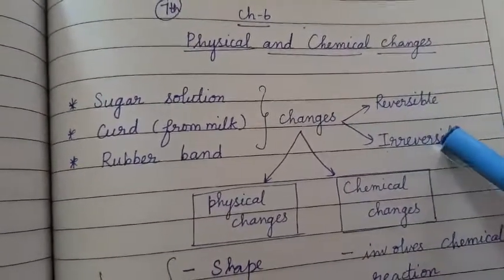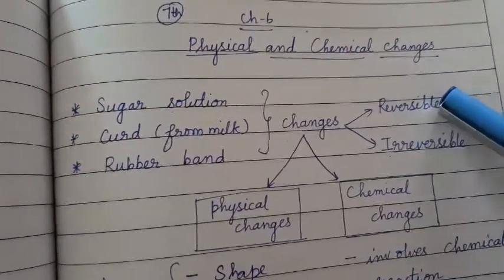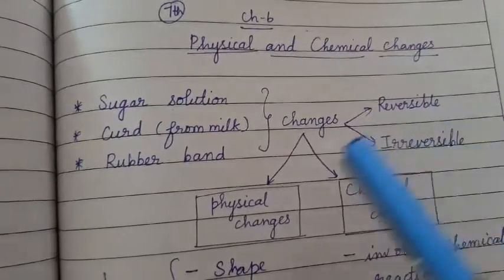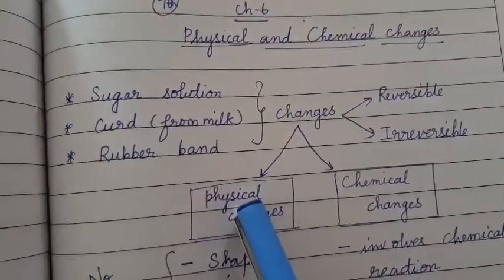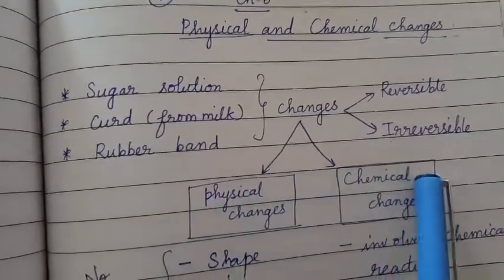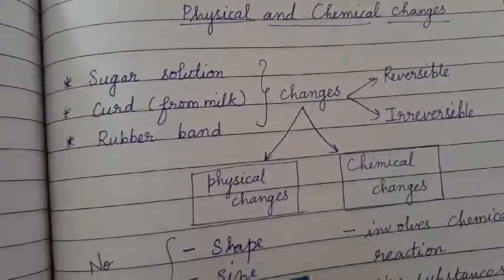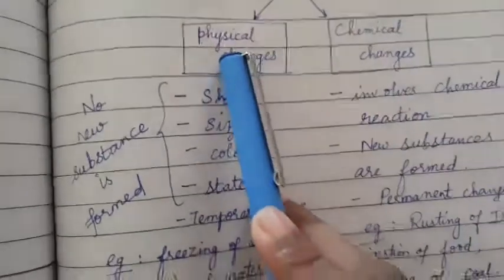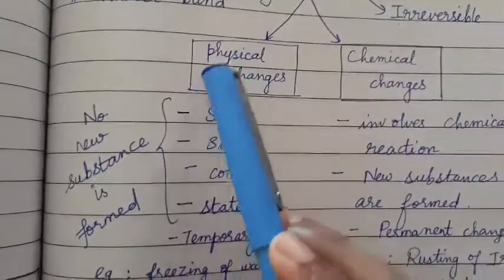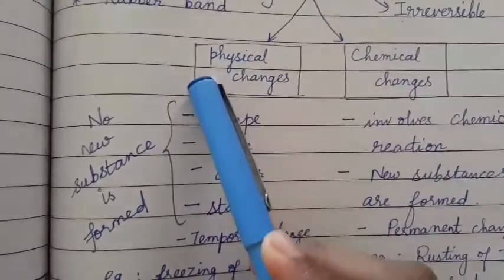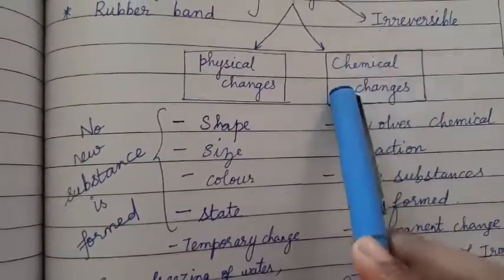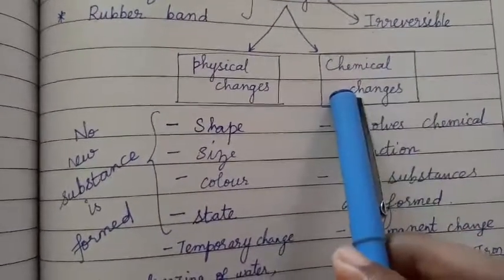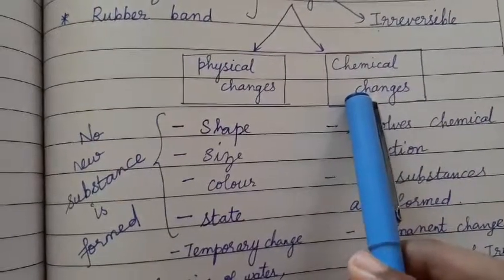Apart from these two classifications as reversible and irreversible change, we can again classify the changes based on their properties as physical changes and chemical changes. So as the name tells, physical changes are related to physical properties. Chemical changes means the changes happen to a substance with respect to its chemical properties.